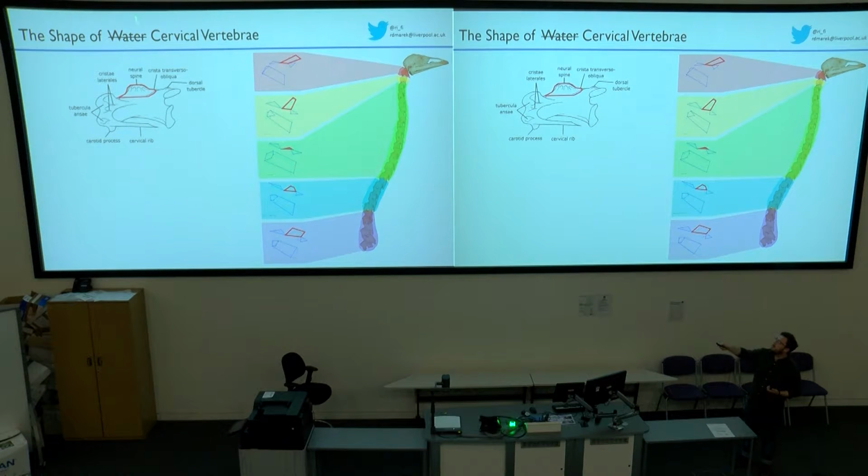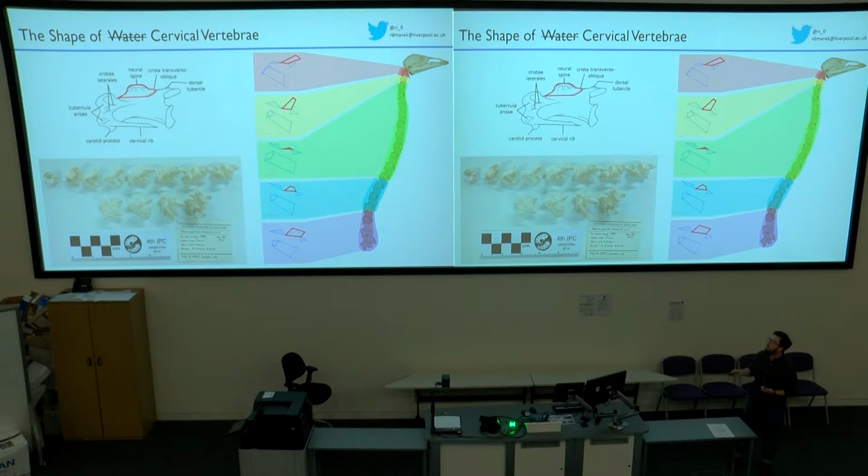We get really large neural spines in regions 1 and 2. We get a flattening off in region 3, then an increase in size in regions 4 and 5. Now, just to prove a point that this actually does happen in real life, not just on my computer screen, here's the outlines of the neural spines in an actual specimen.